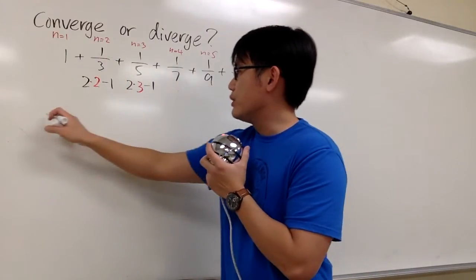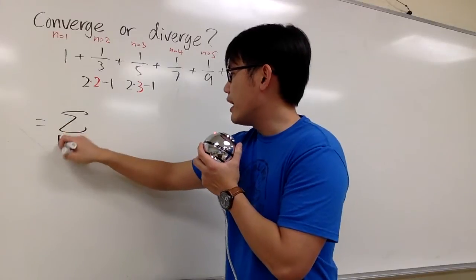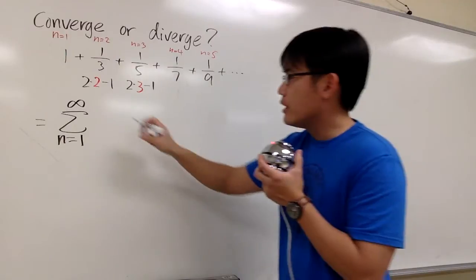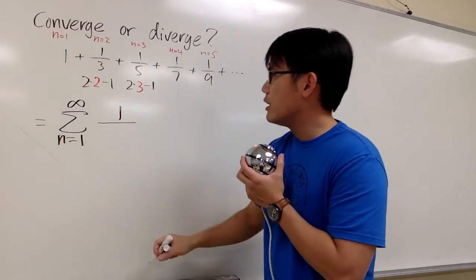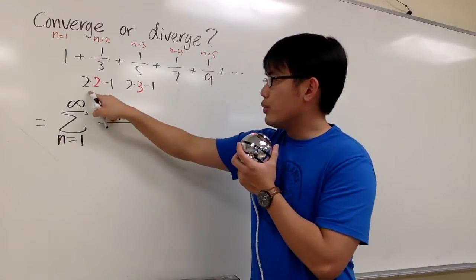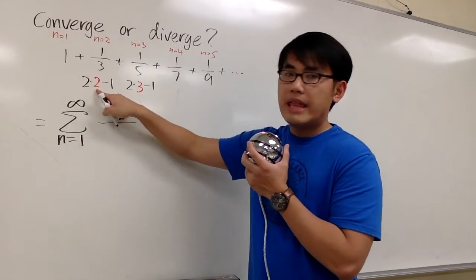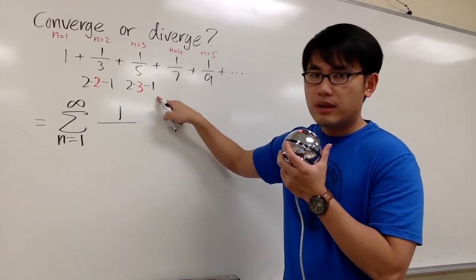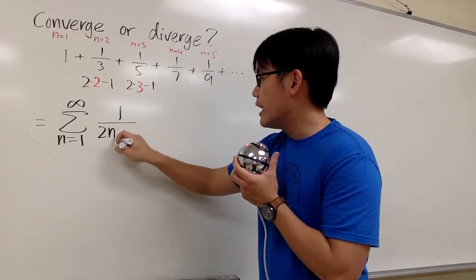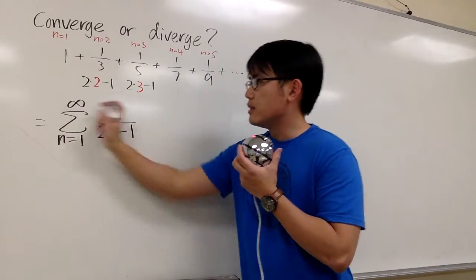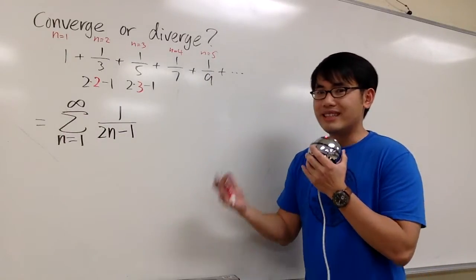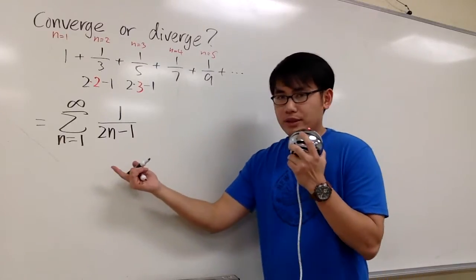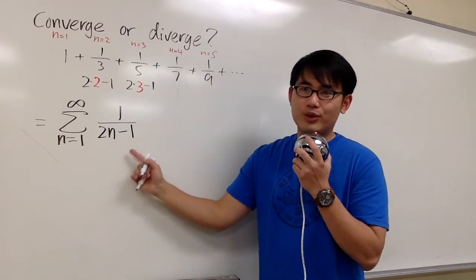So I can put this into the summation format, sigma when n is equal to 1 to infinity, and then everything on the top is just 1. So the formula is just 1 over, the denominator is 2 times whichever the n value, and then minus 1. So I can just put down 2n minus 1. And that's the series in the summation format, in more compact form compared to the expanded form. And we're asking the same question: does this converge or diverge?